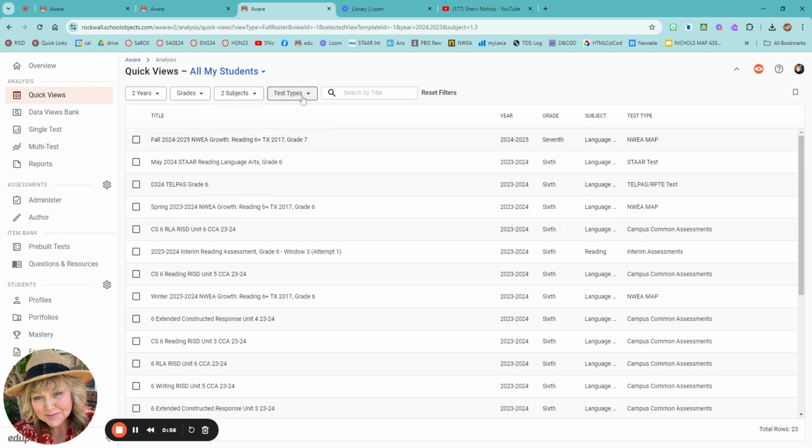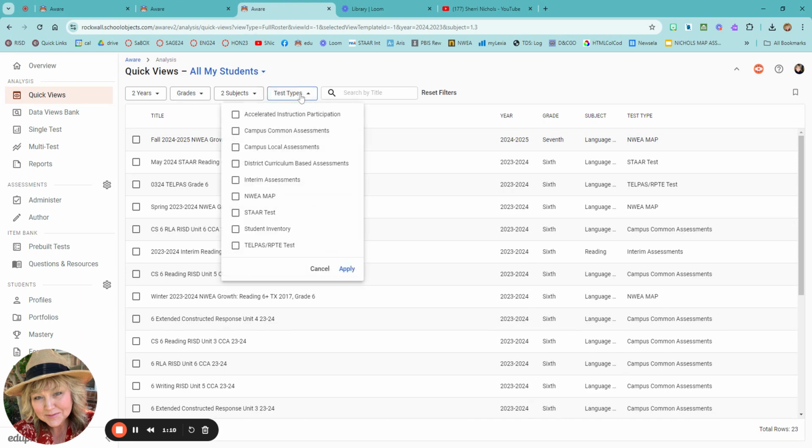And then you have an option of picking just a specific grade. Since I'm going to be looking at sixth grade, last year's sixth graders, current seventh graders, I'm going to leave that alone for now. I'm going to click test types, and you can look at MAP scores, STAR test. You can also look at any of the campus local assessments that you might have given. But most of the time, I just go to the campus common assessments, which would be our CCAs, also known as our unit test.